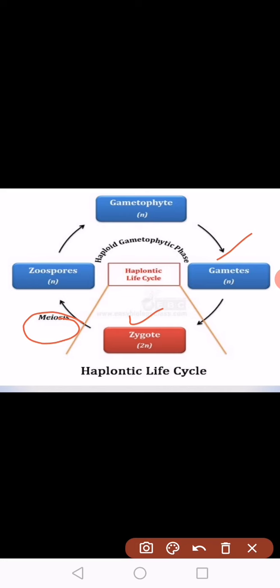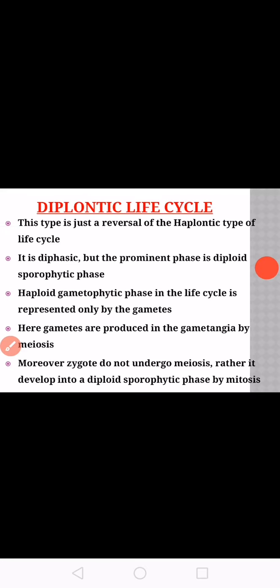As a result of this, zoospores are produced. Now the zoospores are haploid in nature. The zoospores later on undergo mitosis and develop into gametophyte. So this is about the haplontic life cycle. Am I clear? So now let's move on to the second type of life cycle, that is diplontic life cycle.